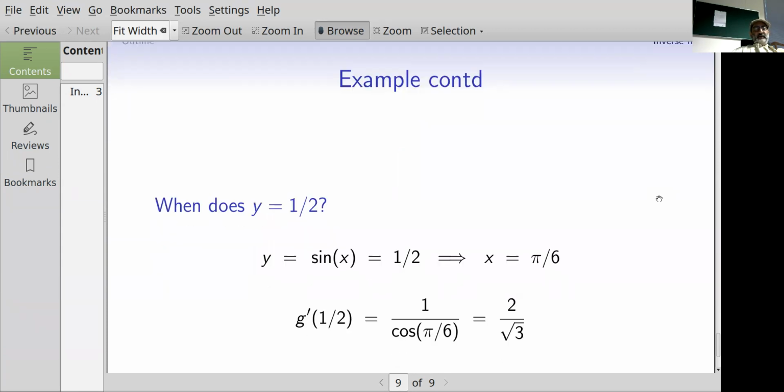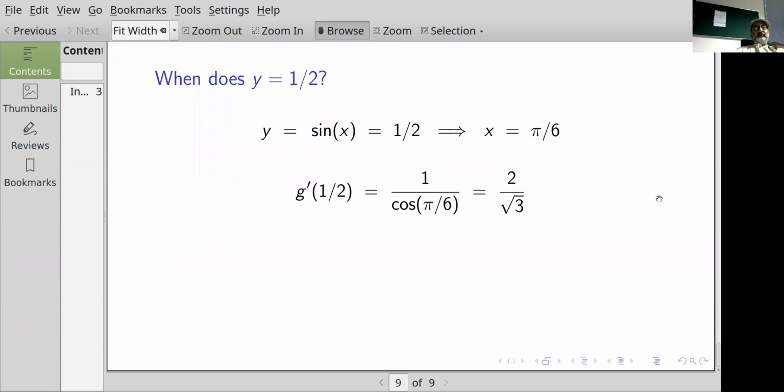So the derivative of g at y equals 1/2 is 1 over the derivative of f, the cosine, when x is equal to pi over 6. And cosine of pi over 6 is root 3 over 2, and the reciprocal of that is 2 over root 3.